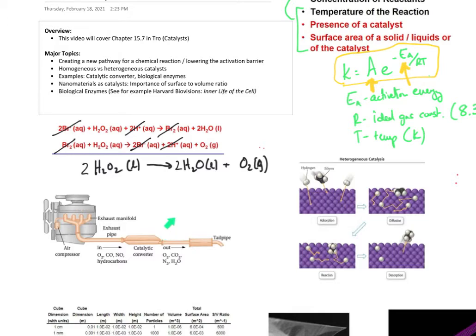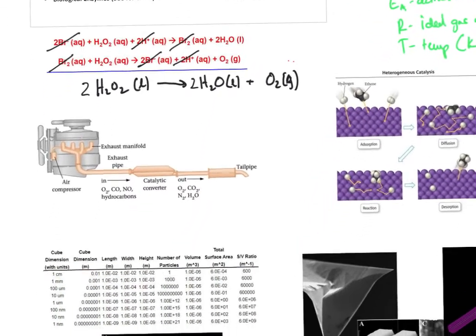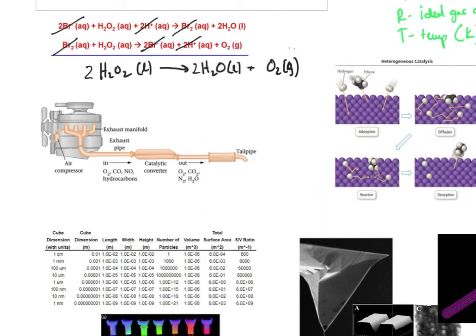Now let's take a look at a heterogeneous process. And this one's really common. This is one you're very familiar with, although you may not be aware you're familiar with it. And this is what's called the catalytic converter. So the catalytic converter is inside of every automobile, I should say every gasoline-powered automobile. Electric vehicles would not have this.